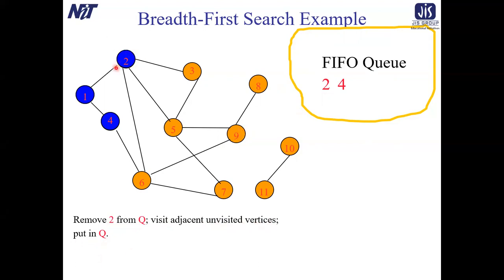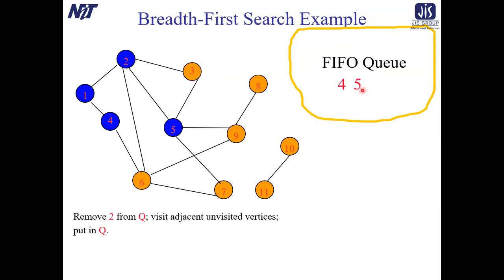Now what are the unvisited adjacent vertices of 2? They are 3, 5 and 6, besides 1. So the unvisited ones are 3, 5 and 6. One by one we put them into the queue. We first delete 2, and 5 we put into the queue, then 3 also we put into the queue, then 6 also we put into the queue.